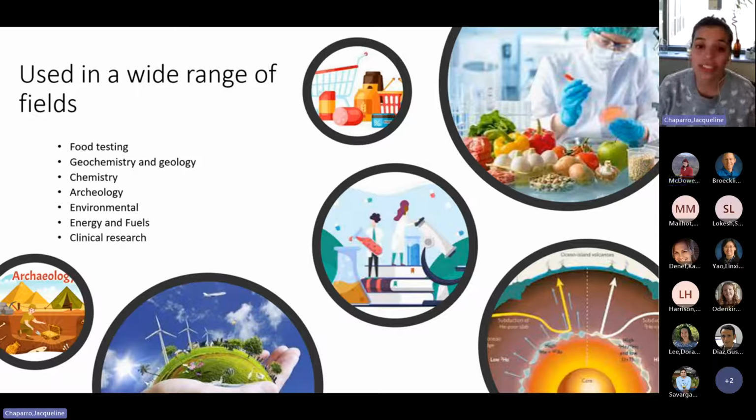And so with ICP-MS, there's a wide range of fields that can use this technique to analyze samples. It's used in food testing, routinely in geochemistry and geology, in chemistry, in archaeology, in environmental sciences, to analyze energy and fuels, as well as clinical research and water quality and stuff like that. So this technique can be used in a broad range of different fields.